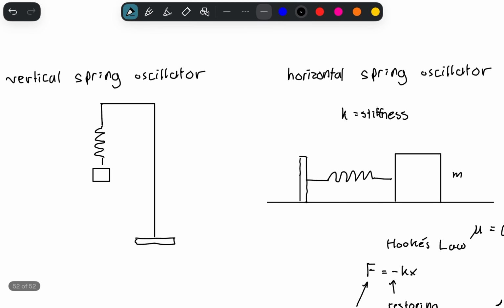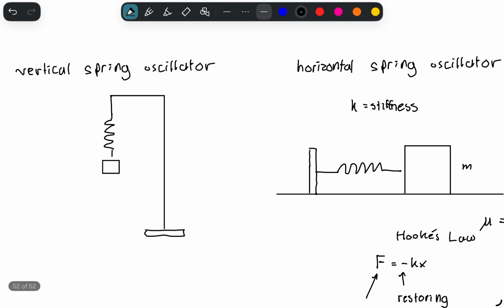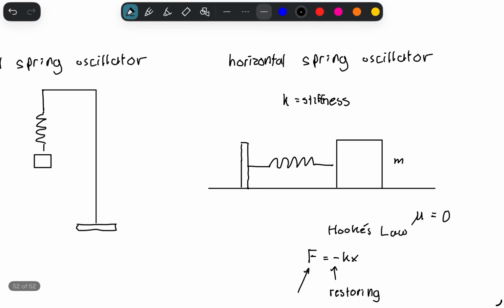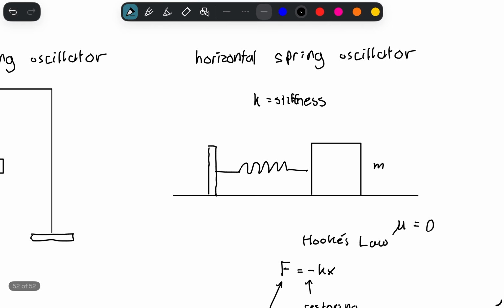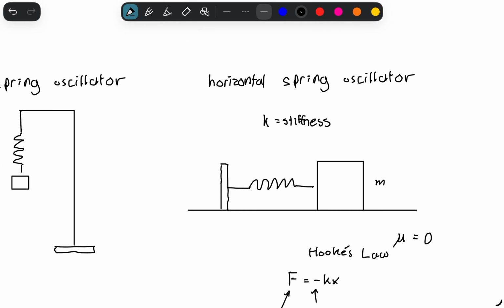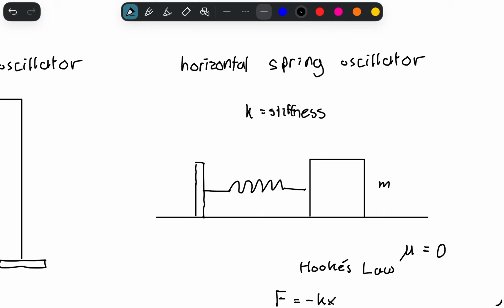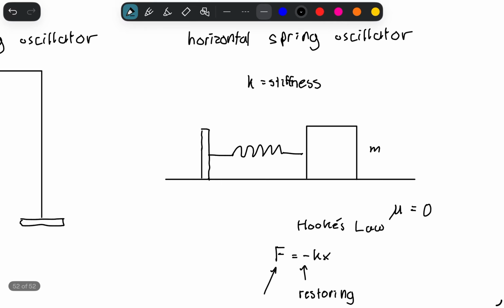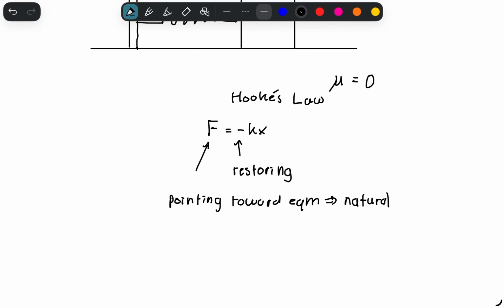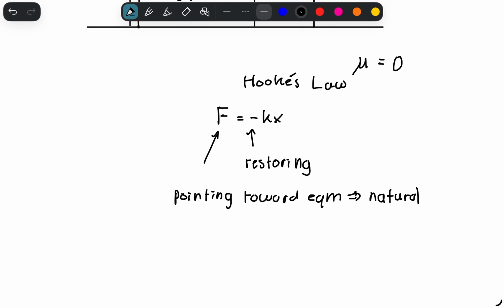In this video, we're going to be deriving the acceleration max of a vertical spring oscillator and a horizontal spring oscillator. So here we have a horizontal spring that is on a frictionless horizontal surface where we have a mass m attached to a spring, and we have a spring constant k that measures the stiffness of the spring. So by Hooke's law, we have that F is equal to negative kx.